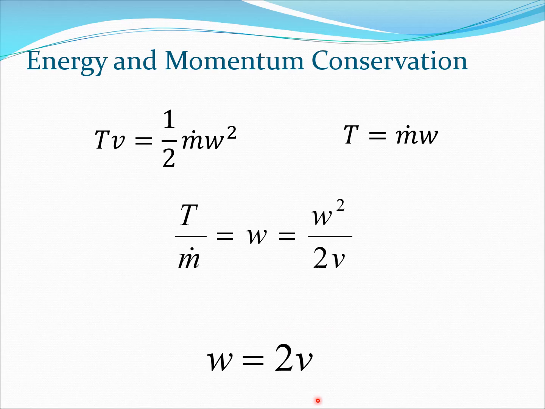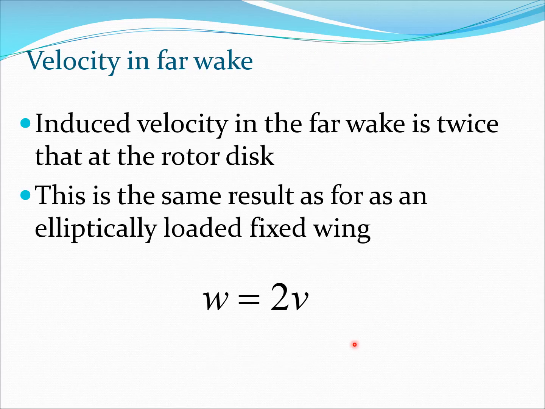From this equation I can straight away obtain W equals 2v. Now that's a very interesting revelation which is going to be used throughout rotor dynamics for obtaining the power required and so on. So this equation is very important, so we can write it down and discuss it more. The fact is that induced velocity in the far wake is twice that at the rotor disk, and that's what this equation is telling you. And interestingly, this is the same result as you obtain for an elliptically loaded fixed wing. So those of you who have studied the aerodynamics of fixed wing will recall this particular fact there also.